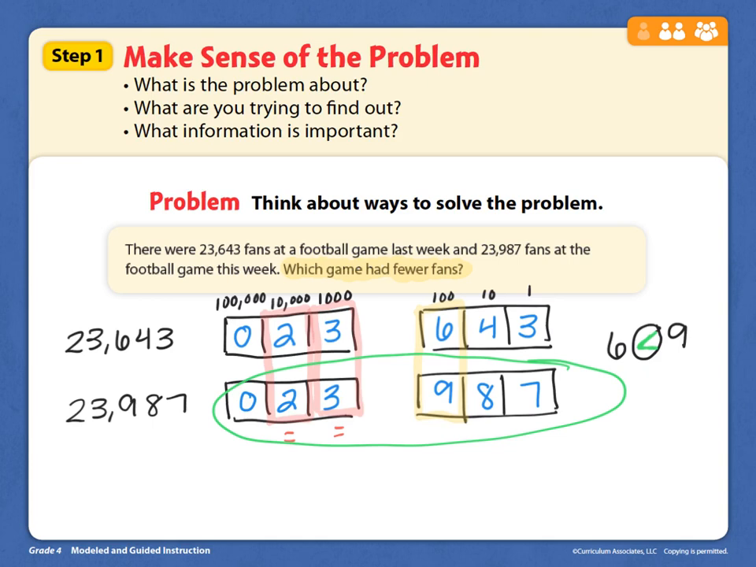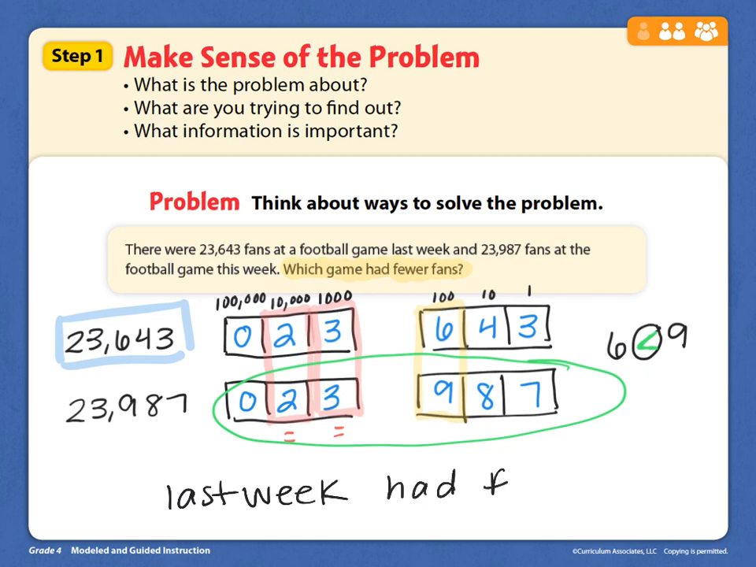Well, I know that 23,987 is the bigger number. If I'm looking for the one that had less fans, that means I'm looking for the smaller number. So last week's game had fewer fans. So comparing multi-digit whole numbers is really easy as long as we break it down into place values.